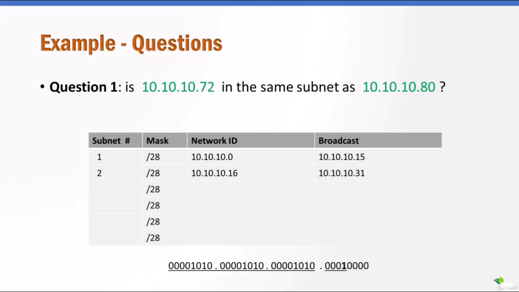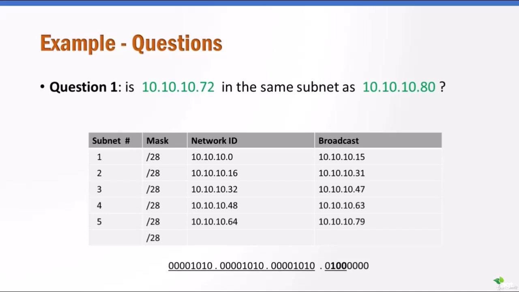10.10.10.31. Third subnet is going to go from 32 to 47. And then fourth subnet is going to go from 48 to 63. And then fifth subnet is from 64 to 79. And we can already see that the answer to our question is no. But let's look at the sixth subnet, which goes from 80 to 95. Now we're sure that these two addresses are not in the same subnet. 10.10.10.72 is somewhere in the fifth subnet, and 10.10.10.80 is the network ID of the sixth subnet.